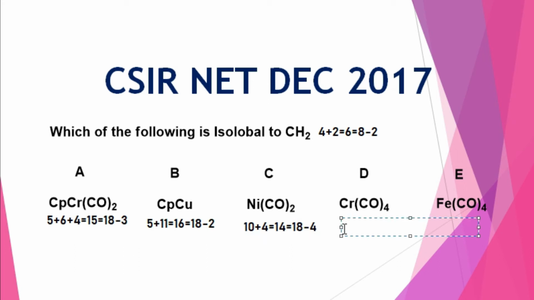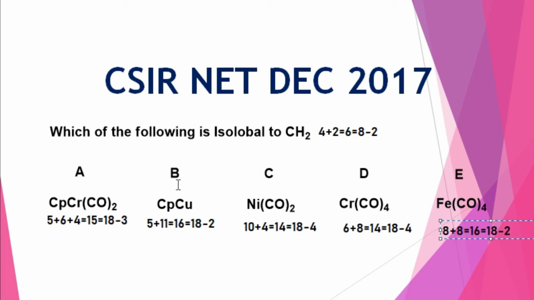Now Cr(CO)4, for Cr there are 6 valence electrons and 8 from the four carbonyls, which is 14. So 14 can be written as 18 minus 4, which is also not isolobal to CH2. So Fe(CO)4, you know that for Fe there are 8 valence electrons, and from 4 carbonyls there are also 8, so you get 16, which can be written as 18 minus 2, so it needs 2 electrons to fulfill its valence shell.